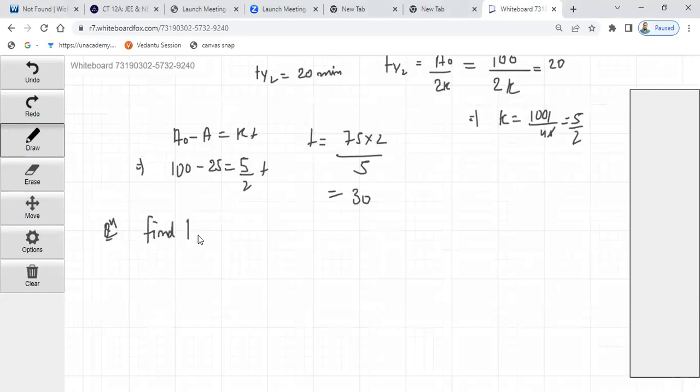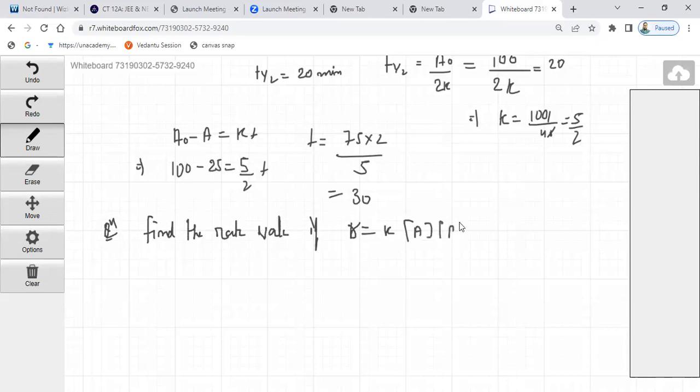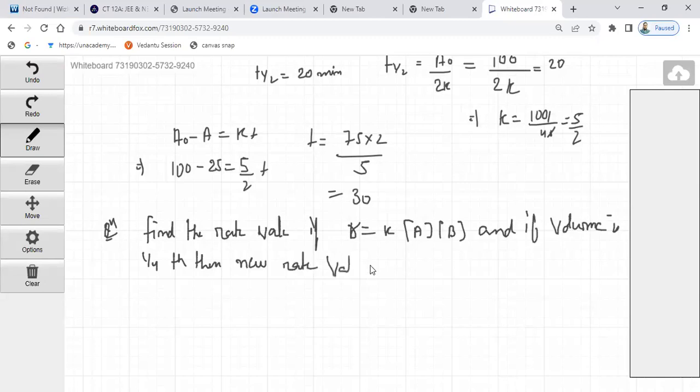Find the rate value if rate is equal to K into A into B, and if the volume is 1/4, then find the new rate value. Please try once.